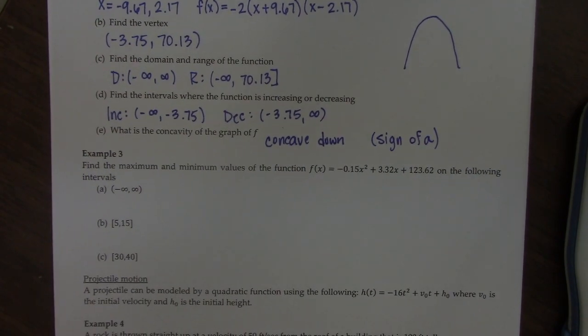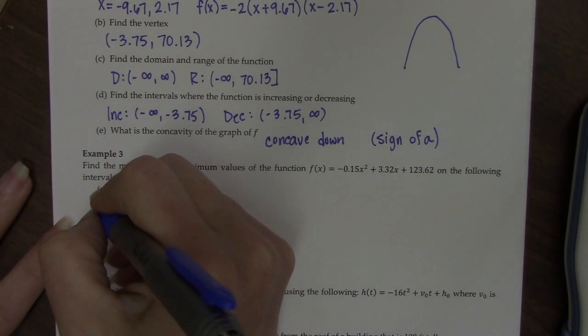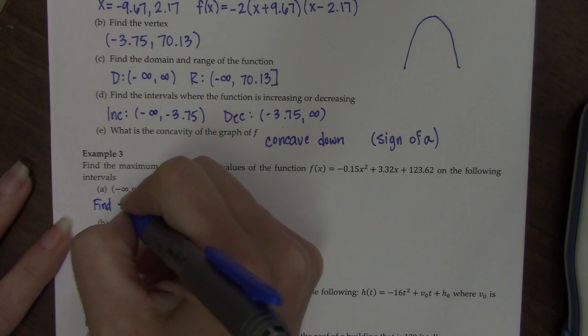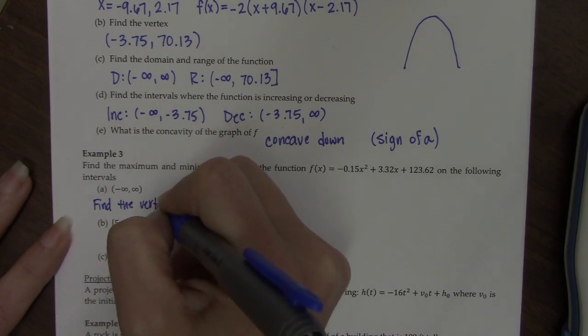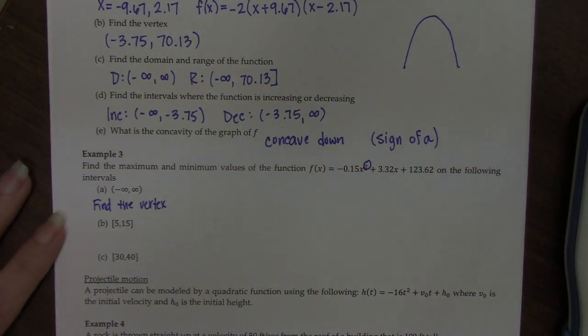Example 3 says find the maximum and minimum values of this function on the given intervals. So the first thing that I want to do here is, when I look at the first interval, it's negative infinity to infinity. So that's the entire domain of the graph. So this is another way of saying here, it's asking me to find the vertex, because this is a quadratic, right? It's got x to the power 2.